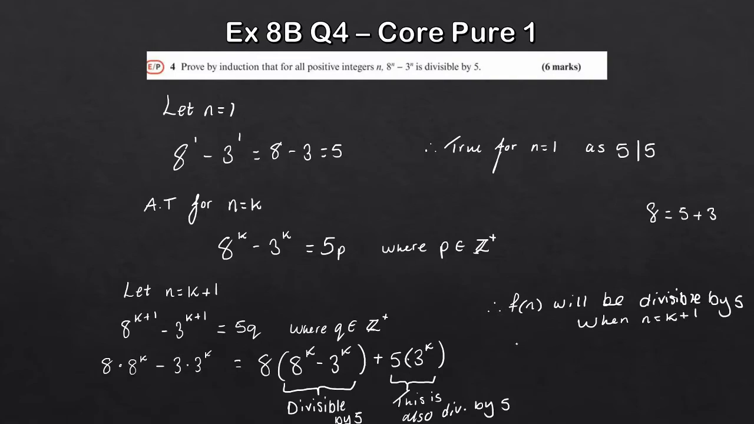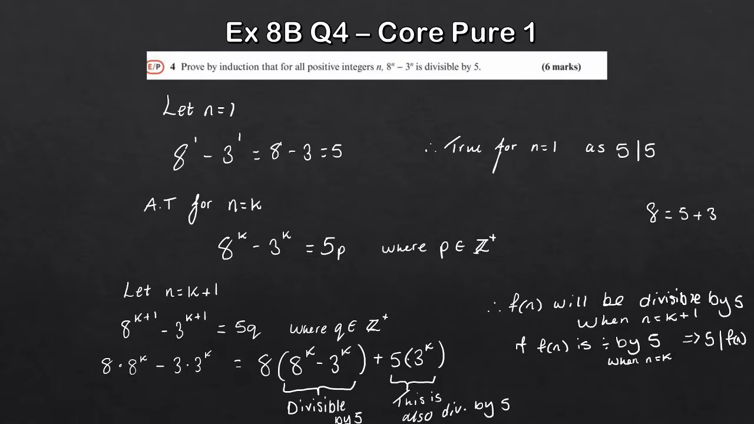So when n equals k plus 1, if f(n) is then divisible by 5, then we've also shown that f(n) is divisible by 5 as well. So this implies 5 divides f(n). So what's the next part? If f(n) is divisible by 5 when n equals k, then this also implies 5 divides f(n). It helps if I lay it out.